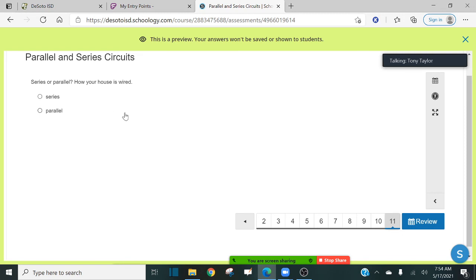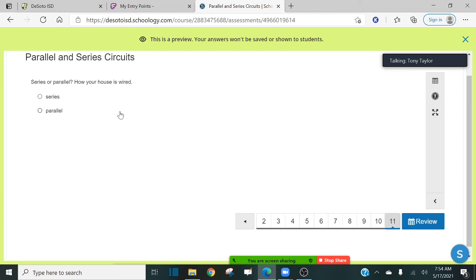How your house is wired. What do you guys think about this one right here? How do you think your house is wired? Do you think your house is wired in a series circuit or a parallel circuit? Yeah, I'm talking about your entire home, right? I'm talking as far as how everything is connected to your breaker box.